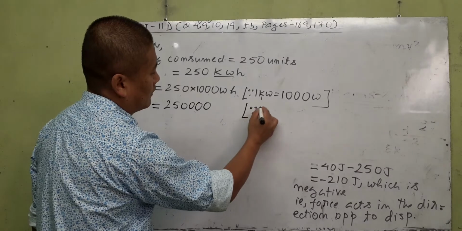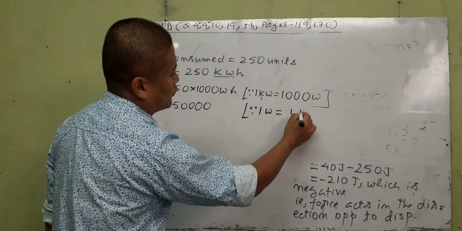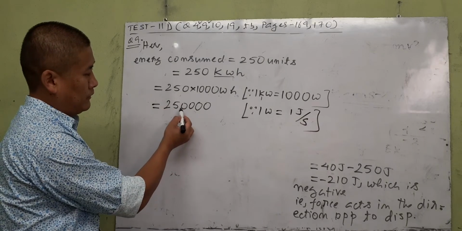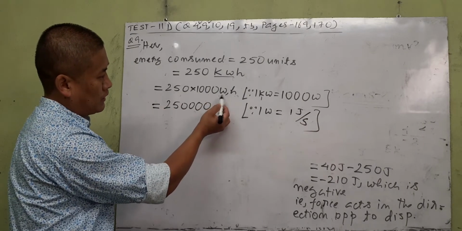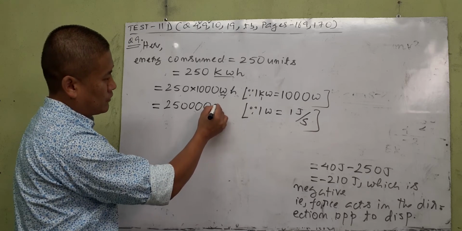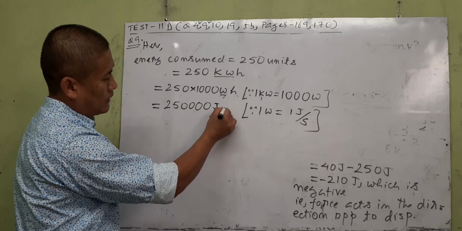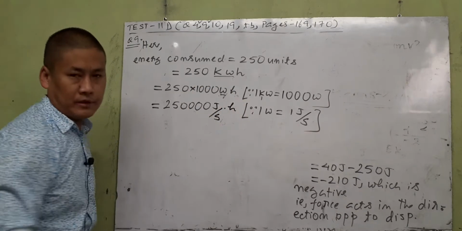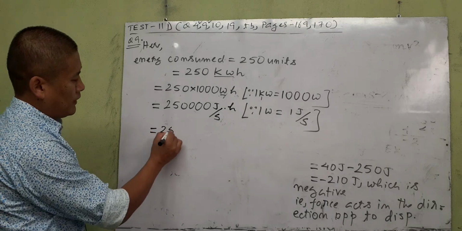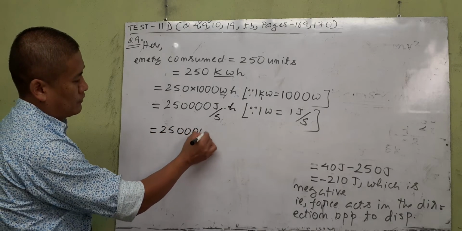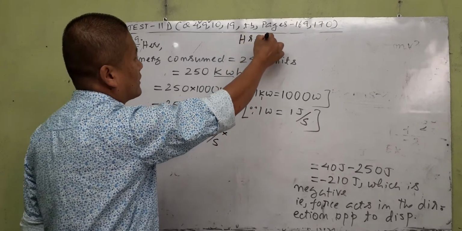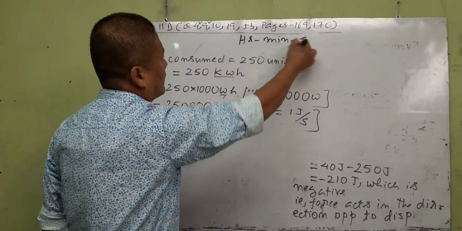We know that 1 watt is equal to 1 joule per second. Keep that in mind, okay? So 250,000 watts will be 250,000 joules per second into hour. This one, let us keep it the same for now. So next, I hope you're getting that. 250,000 joules per second, and we know 1 hour is 60 minutes and 1 minute is 60 seconds.